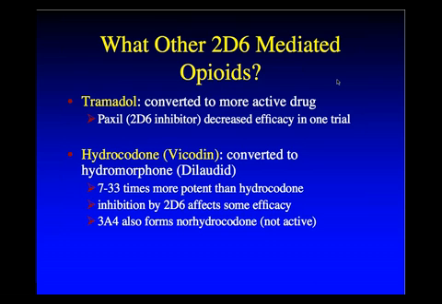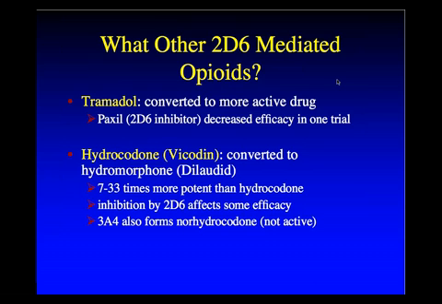the efficacy of tramadol. Hydrocodone or Vicodin, as I mentioned, frequently used pain reliever, is converted to hydromorphone by 2D6. Hydrocodone by itself is active as well, but hydromorphone is more potent, and about 10% of Caucasians that are poor metabolizers may not get the benefit of conversion to hydromorphone. And so 2D6 affects the pain relief through hydrocodone.